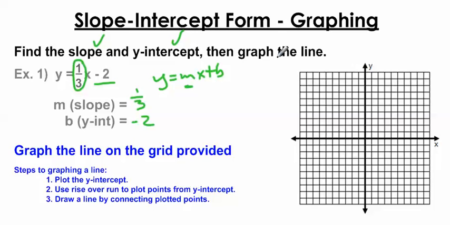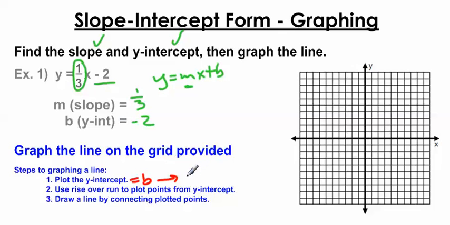And last bit here is to graph the line. Now, to graph the line, it's a little bit more complex than what we have here, and I've got a couple steps to help explain how to do it. First step here, it says plot the y-intercept. And remember the letter b stands for y-intercept. You always have to start by plotting the y-intercept whenever you're trying to graph a line using the slope-intercept equation.